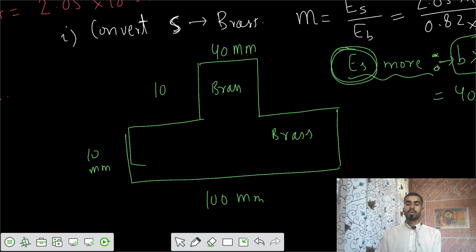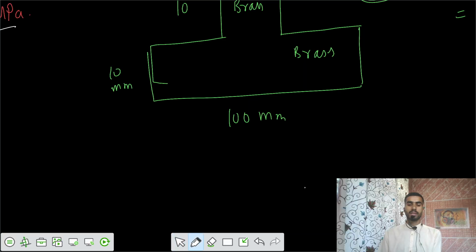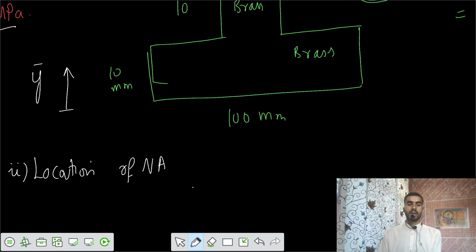Now the second step is to calculate the neutral axis. The second step is the location of the neutral axis. Let's say from the bottom side, at some y value, we have the neutral axis. Let's calculate the first moment of area.